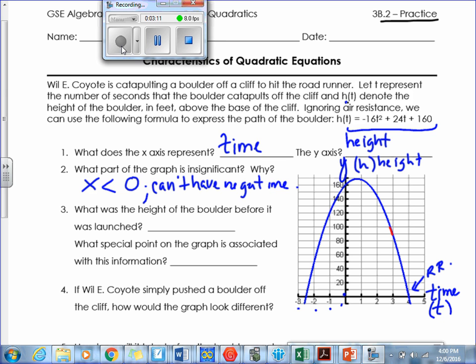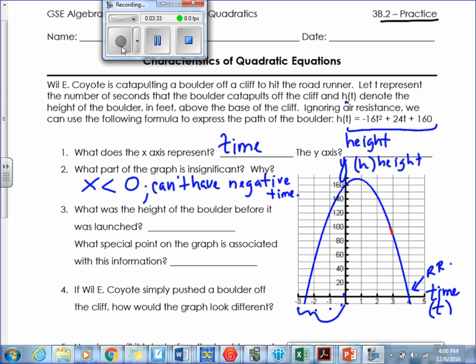I think I kind of wrote that wrong, so let me fix that. You can't have negative time. That doesn't make sense. And really, if we're going to get specific, these numbers here would not be part of our domain. They're not a reasonable part of our domain. So our domain would be the x values greater than 0.